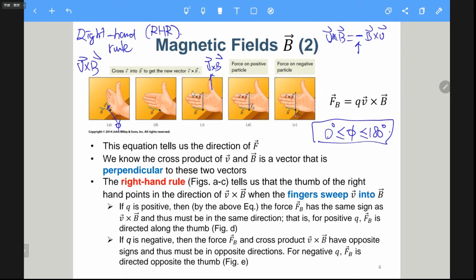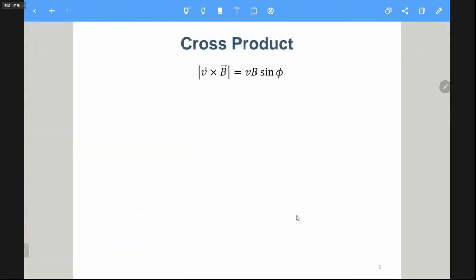Okay, so now we know V cross B is pointing upward. If Q is positive, if it's a positive particle, then the force will have the same direction as V cross B. If it is a negative particle, then F_B will have the opposite direction to V cross B. So we use the right-hand rule all the way. Don't try to use the left-hand rule, because you will have a negative sign induced here. So here we talk about the cross product.